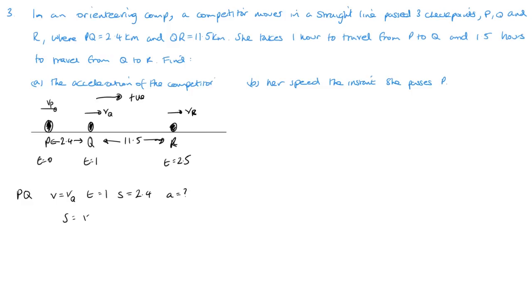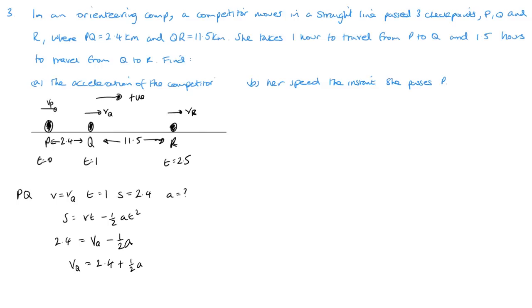So S equals VT minus a half AT squared. So 2.4 equals VQ times 1 minus a half A times 1 squared. Okay, so this will give me VQ equals 2.4 plus a half A.